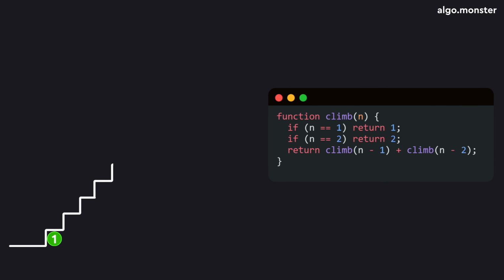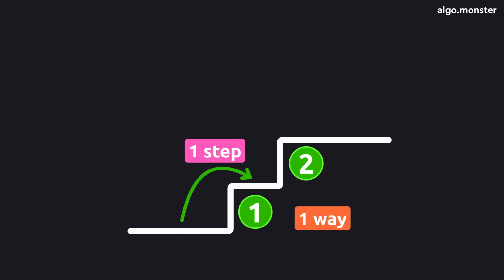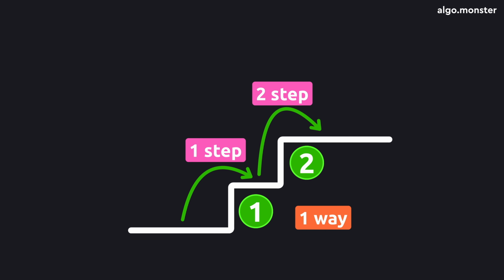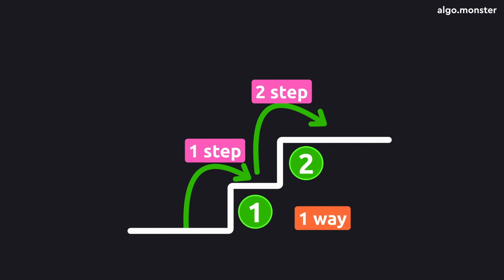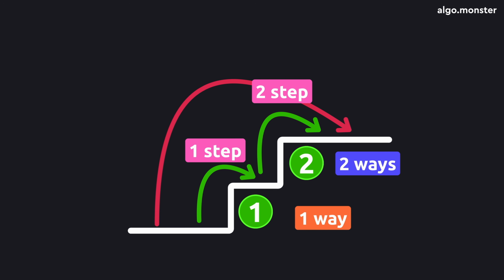Where do we start? Let's think about how you can get to a step. First, consider the simplest cases. For the first step, there is only one way to get there. You take 1 step. But for the second step, there are already 2 ways. You either take 2 single steps, or you make 1 big jump straight to the second step.